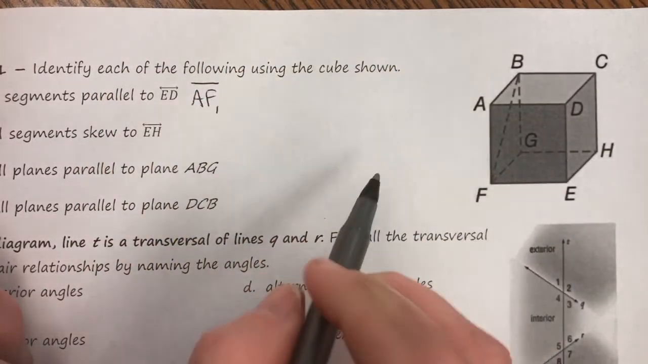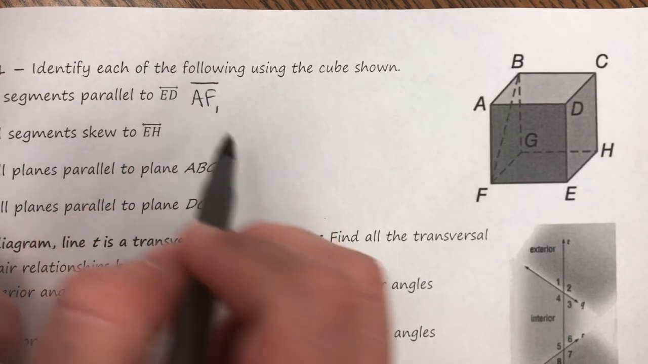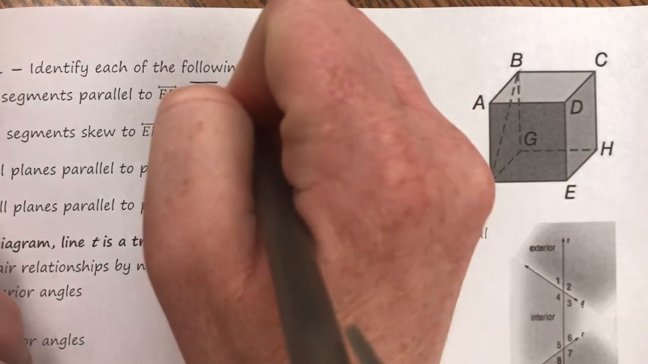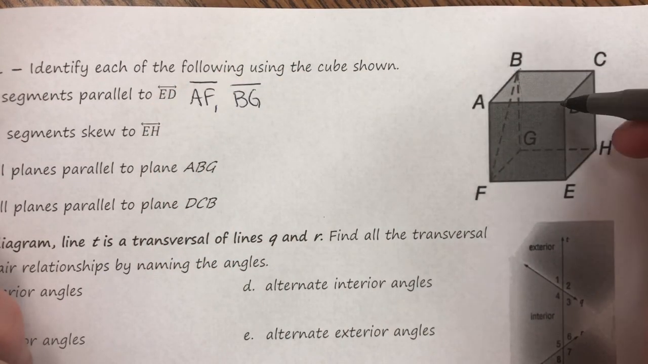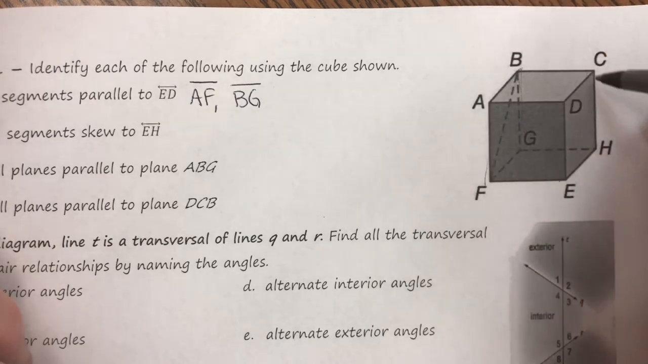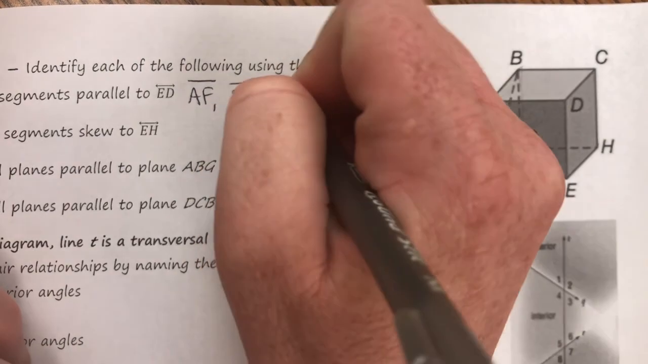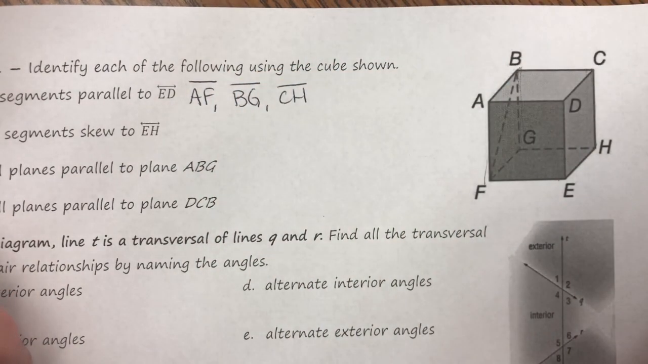That's a segment, not a line, so it shouldn't go on infinite. You just put the line over top without the arrows. This guy back here, BG. And this guy up here, CH. So as you can see, they're all lines parallel to each other. They will never cross over each other. Those are our line segments parallel to ED.